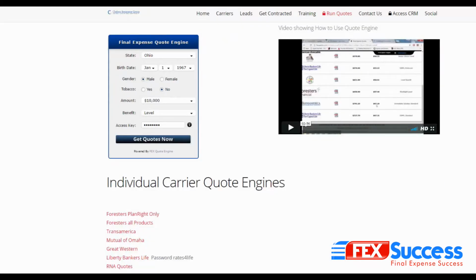And now let's get into the third option, and this is by using a quote engine where you can just plug in the information and it'll run the quote for you. So we're going to go with somebody who was, let's say, born in 1957. We'll do a male, no tobacco. Let's do 10,000, and we want to go with a level benefit. So you plug in the information into the quote engine, and you tell it to get quotes now.